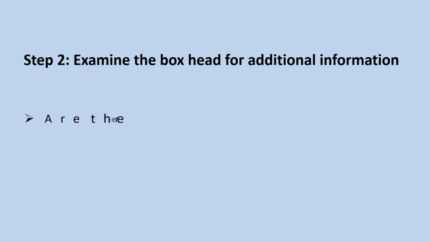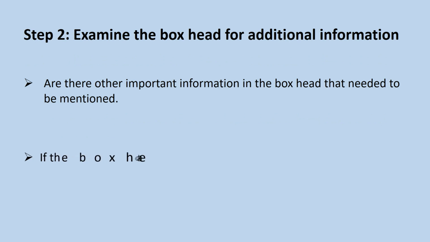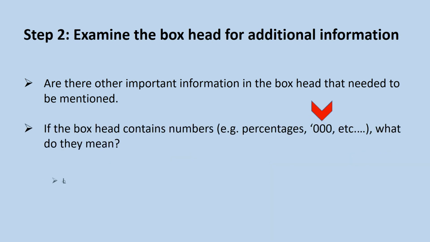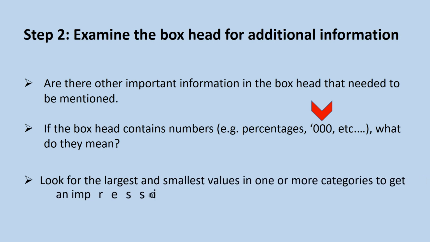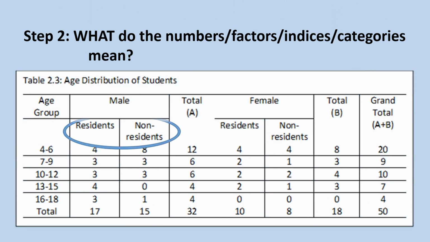Let us now proceed to step 2, which involves examining the box head for additional information that needed to be mentioned. Or examine if the box head contains digits that need further clarification, just like this. Also, to get a general impression of the data by checking out the largest and smallest values in one or more categories. For our sample table, we need to mention that the data were also classified into residents and non-residents.